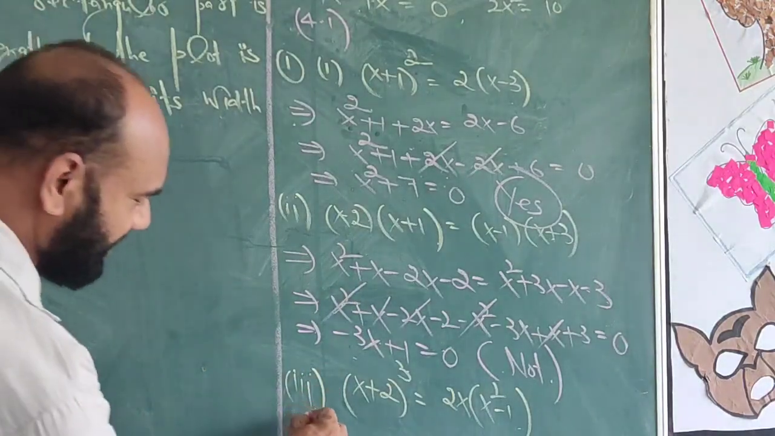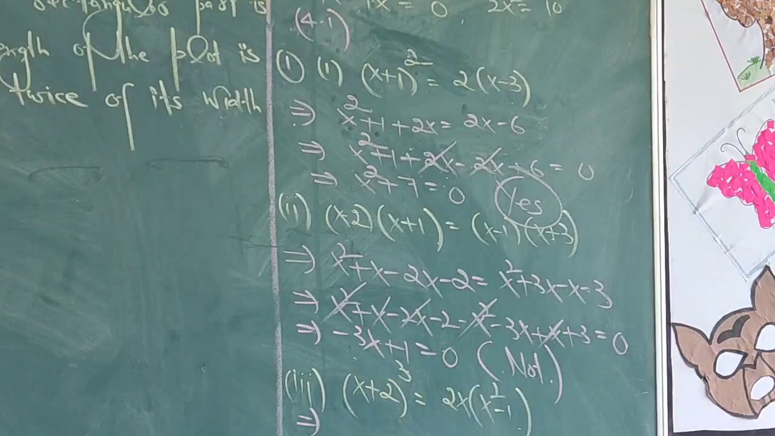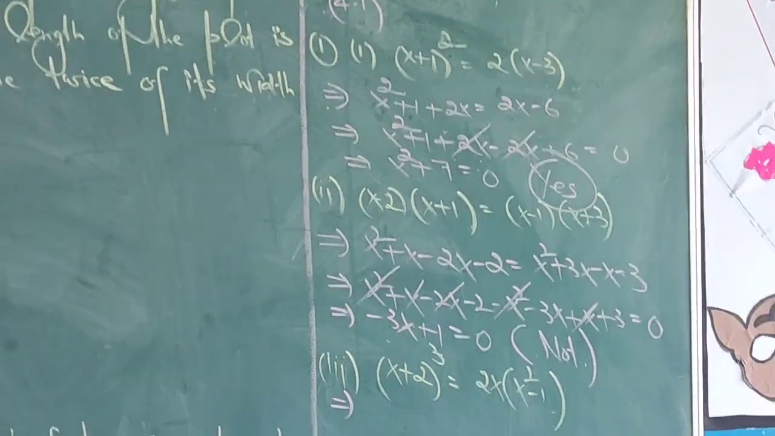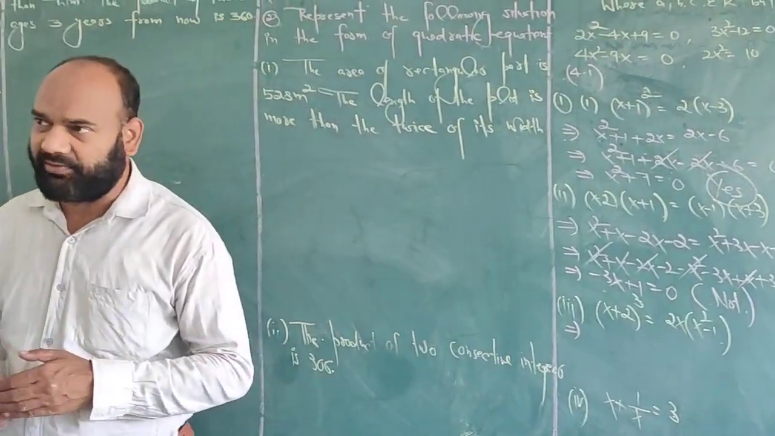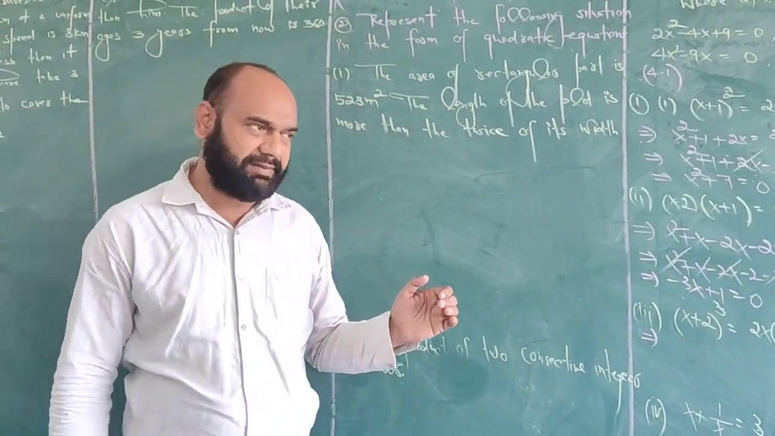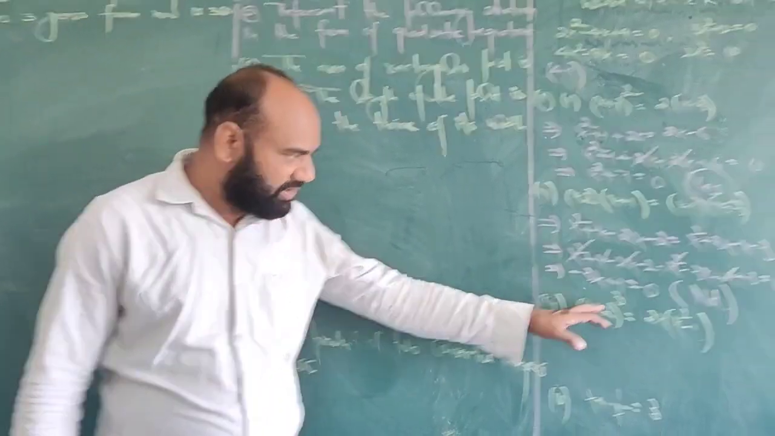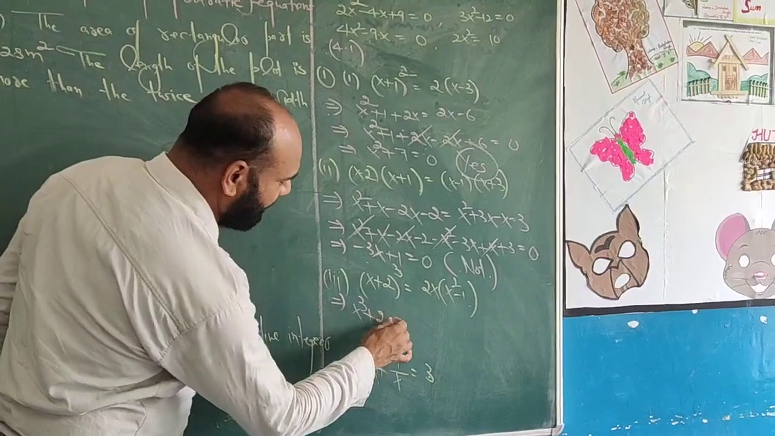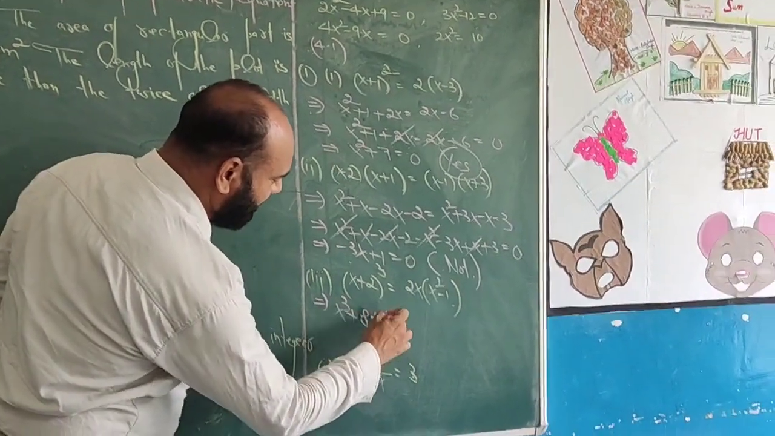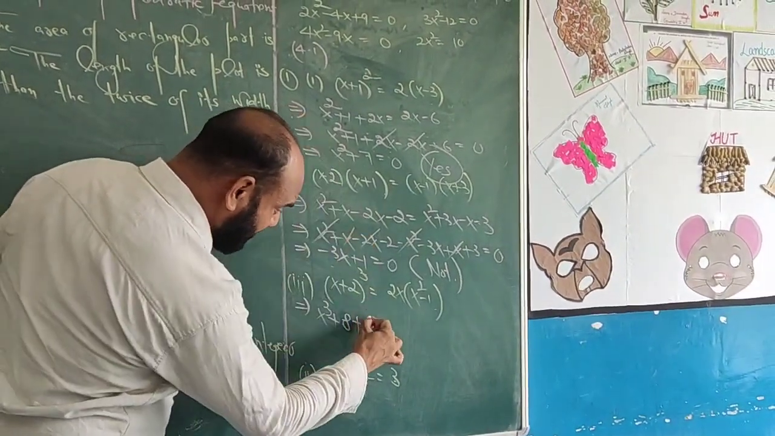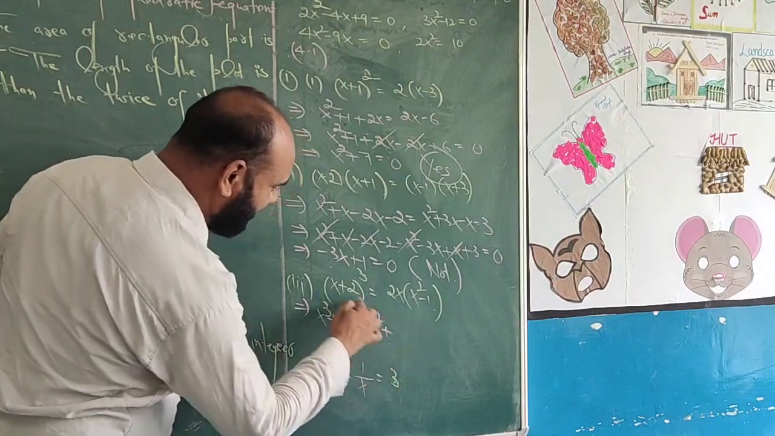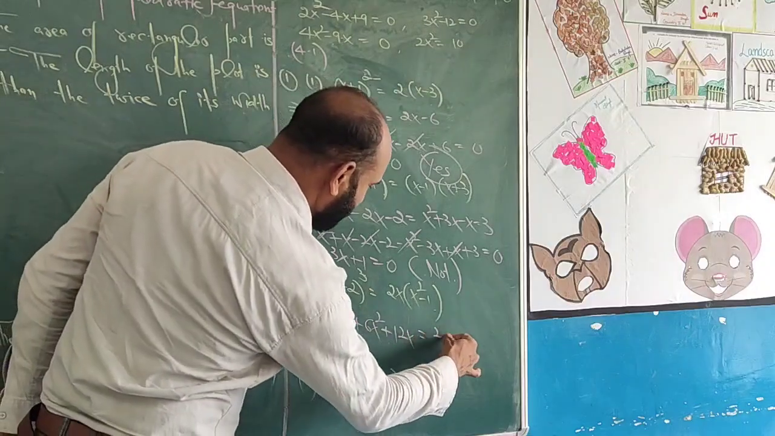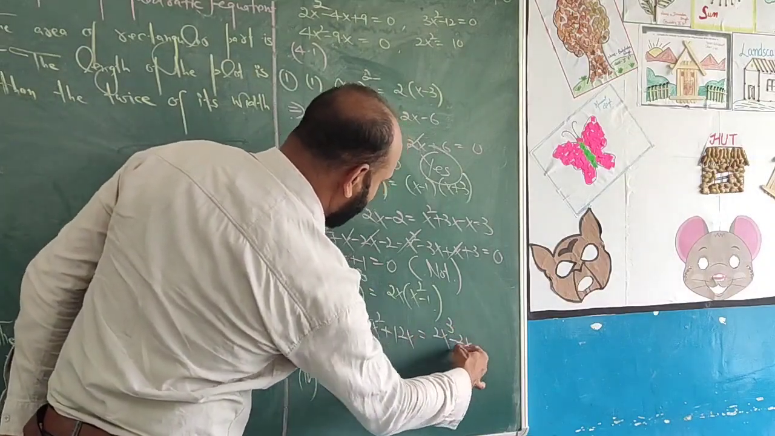Now by solving this equation, we use the formula of (a+b)^3, which is a^3 + b^3 + 3a^2b + 3b^2a, or some students learn this formula as a^3 + b^3 + 3ab(a+b). So using the formula of (a+b)^3, this is x^3 + 8 + 6x^2 + 12x, which is equal to 2x^3 minus 2x after multiplying.